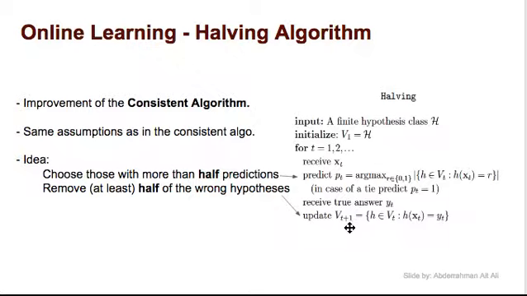But here, when the prediction is wrong, we take at least half of the hypothesis set out of it. So we remove at least half of the hypotheses when we have a wrong prediction.